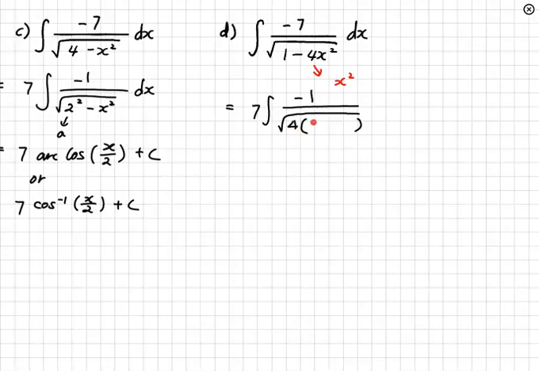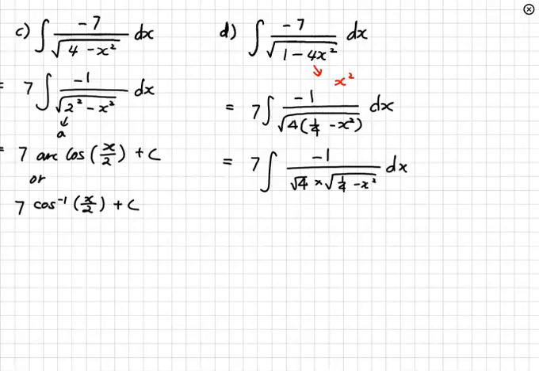And 4 times a quarter will give us 1. So therefore, it has to be a quarter, and take away x squared. So by factorizing it, now we have x squared. So let's continue. So the bottom one is actually the same as square root of 4 times by square root of a quarter minus x squared of dx.